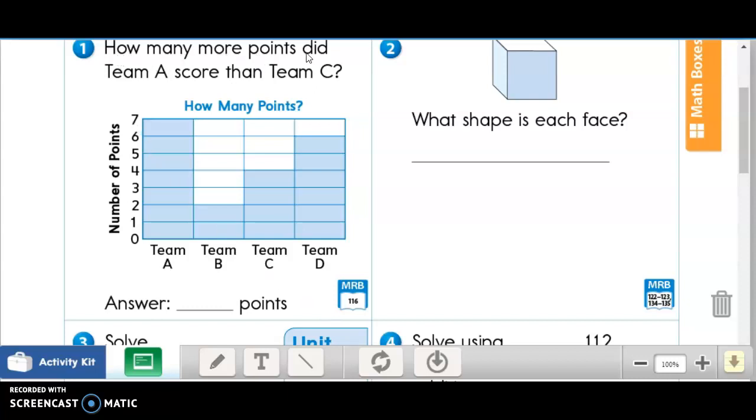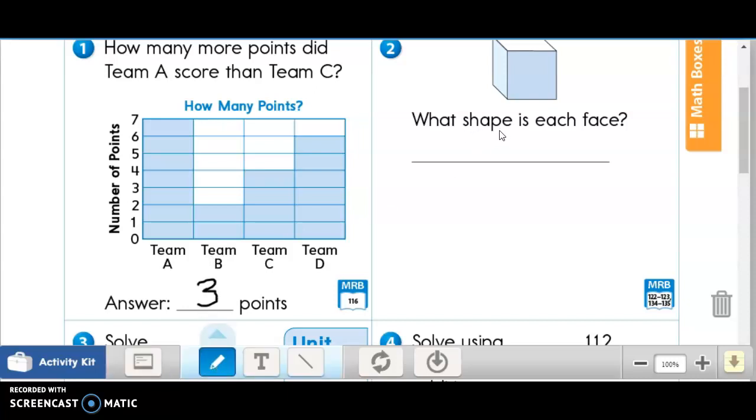How many more points did Team A score than Team C? Looks to me like Team A scored 7 points, Team C scored 4 points. And I just have a hard time knowing if I should add or subtract. So I'm going to go back to my question, see if there's any key words there. How many more? I know that how many more means difference. That's going to be subtracting. 7 minus 4, that equals 3.